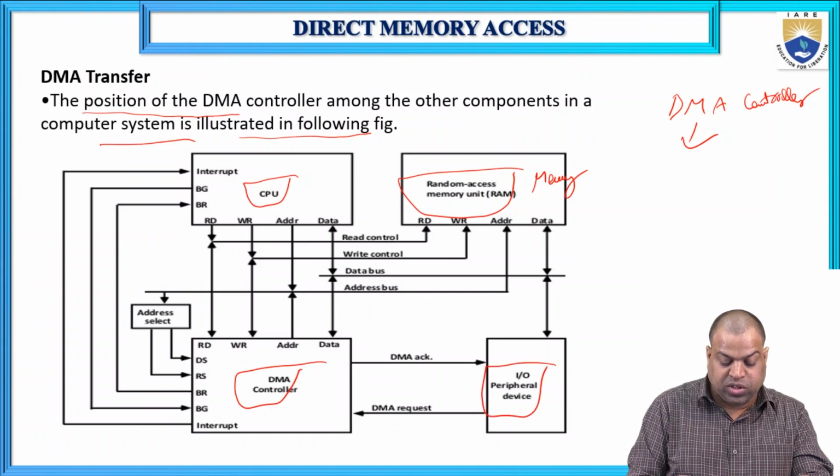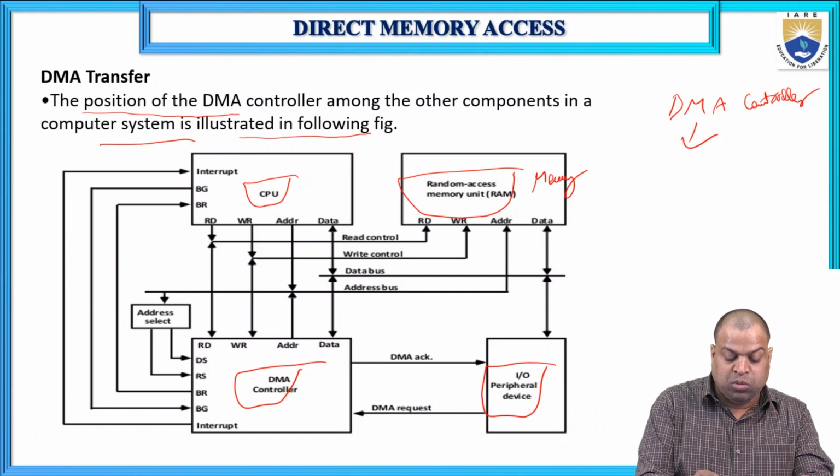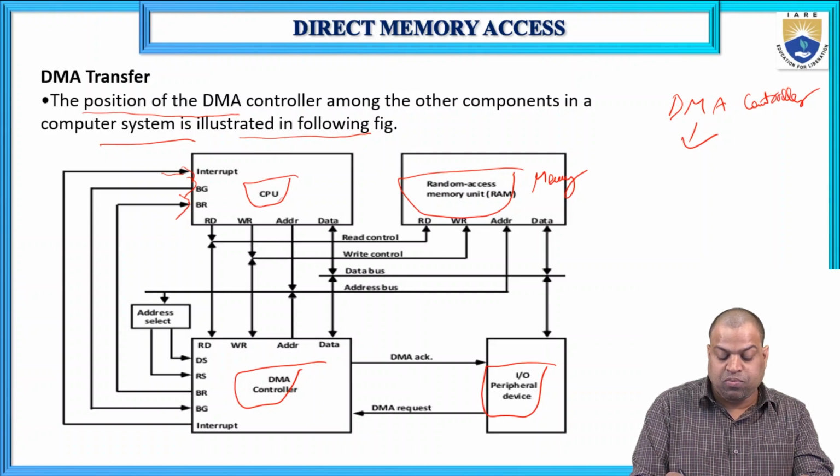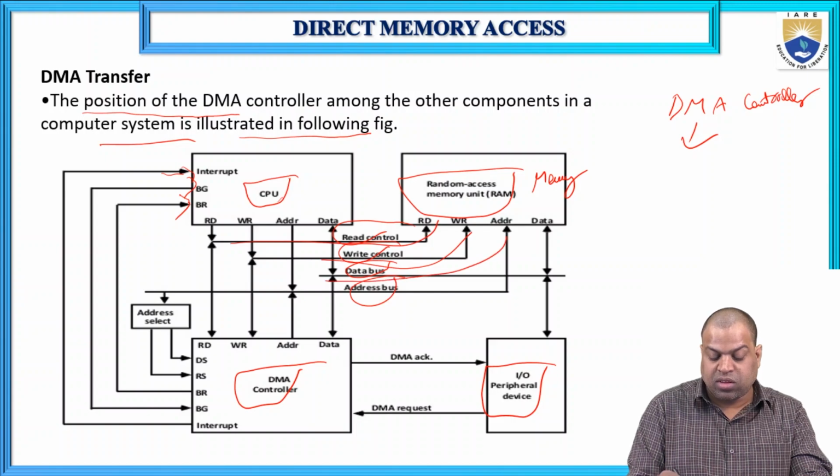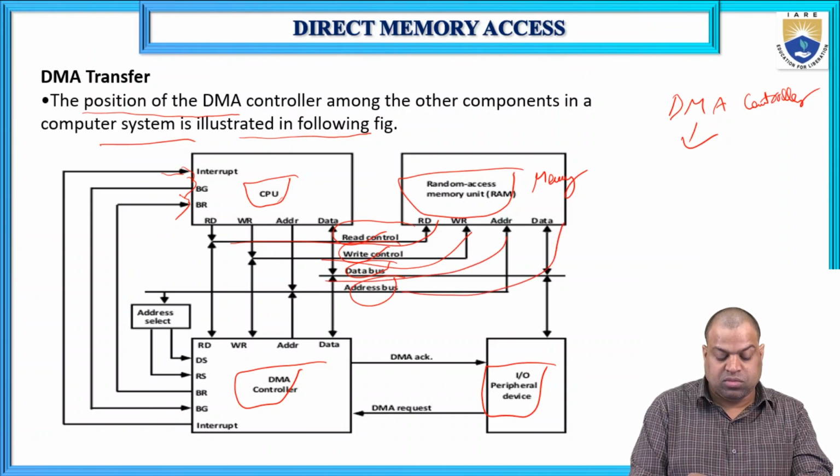First of all, the inputs, that means interrupt, bus grant, bus request, are connected to the CPU, and these are interconnected to the memory: read, write, data bus, address bus. So these connect the CPU to memory. So the CPU to DMA is enabled through these lines.